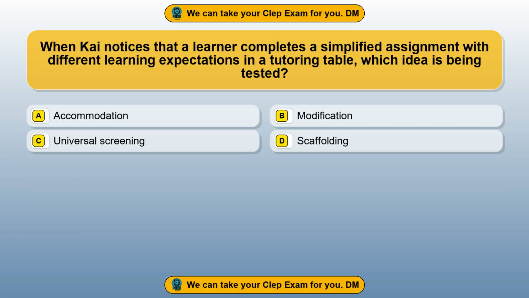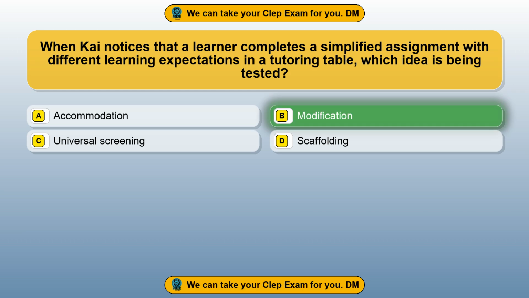Question 65. When Kai notices that a learner completes a simplified assignment with different learning expectations in a tutoring table, which idea is being tested? Option A, accommodation. Option B, modification. Option C, universal screening. Option D, scaffolding. The correct answer is option B, modification.